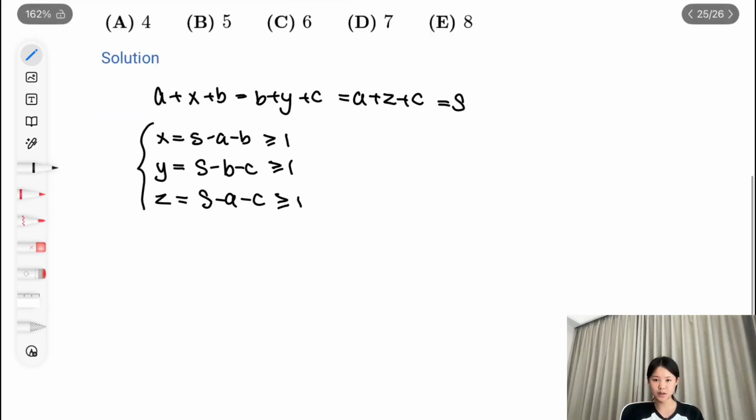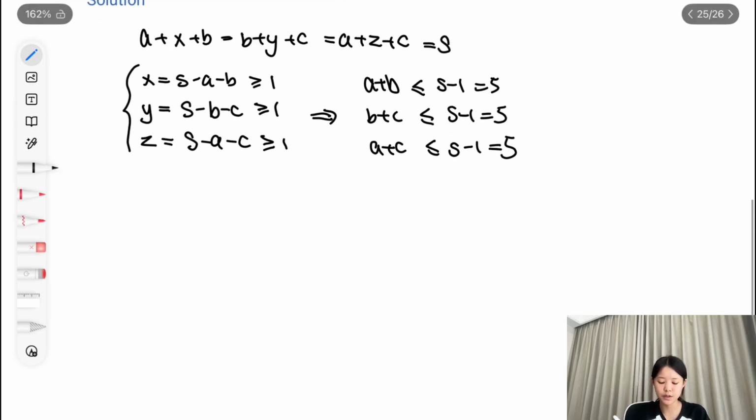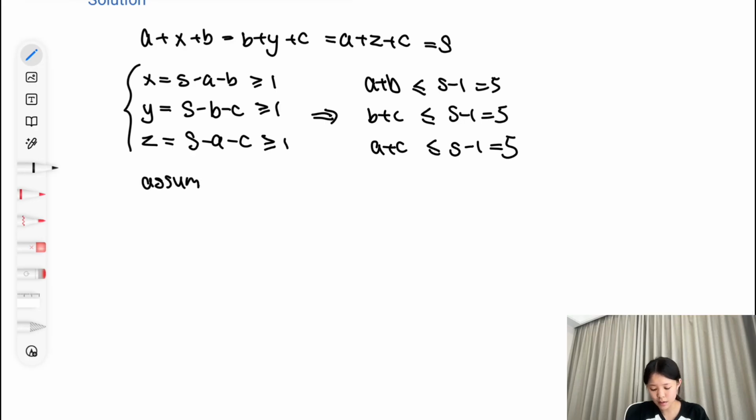So we have these three equations, and if we convert this, we get A plus B less than or equal to S minus 1 equals 5. And then B plus C less than or equal to S minus 1 equals 5. And then A plus C less than or equal to S minus 1 equals 5 as well. So now we can assume something here to make the solution a bit simpler. Assume that A is the smallest, B is the middle, and C is the largest number.